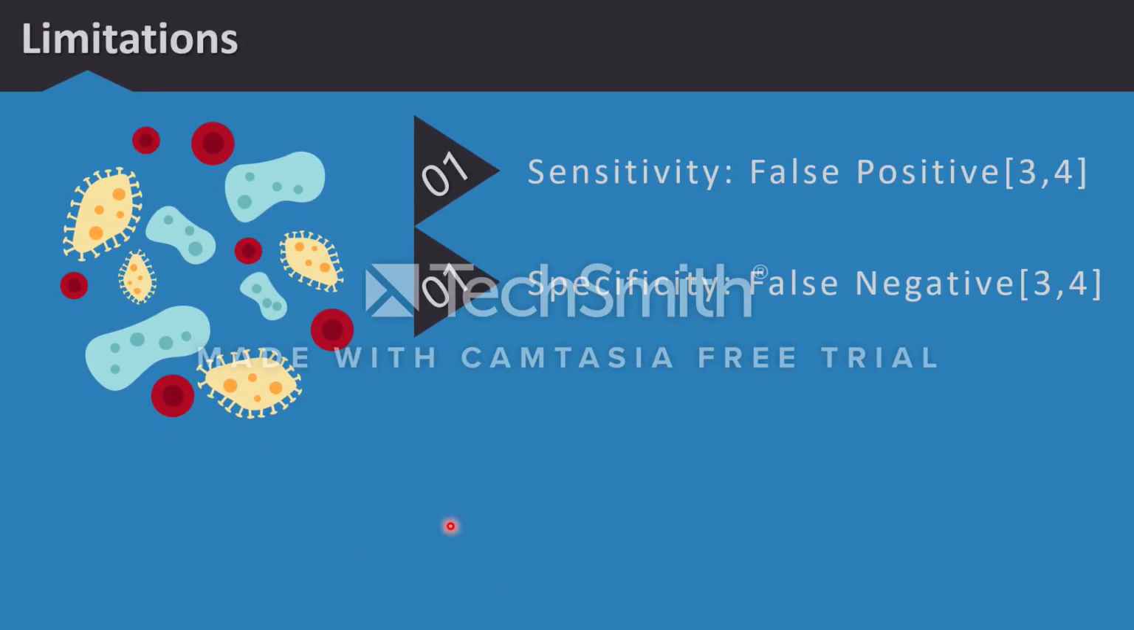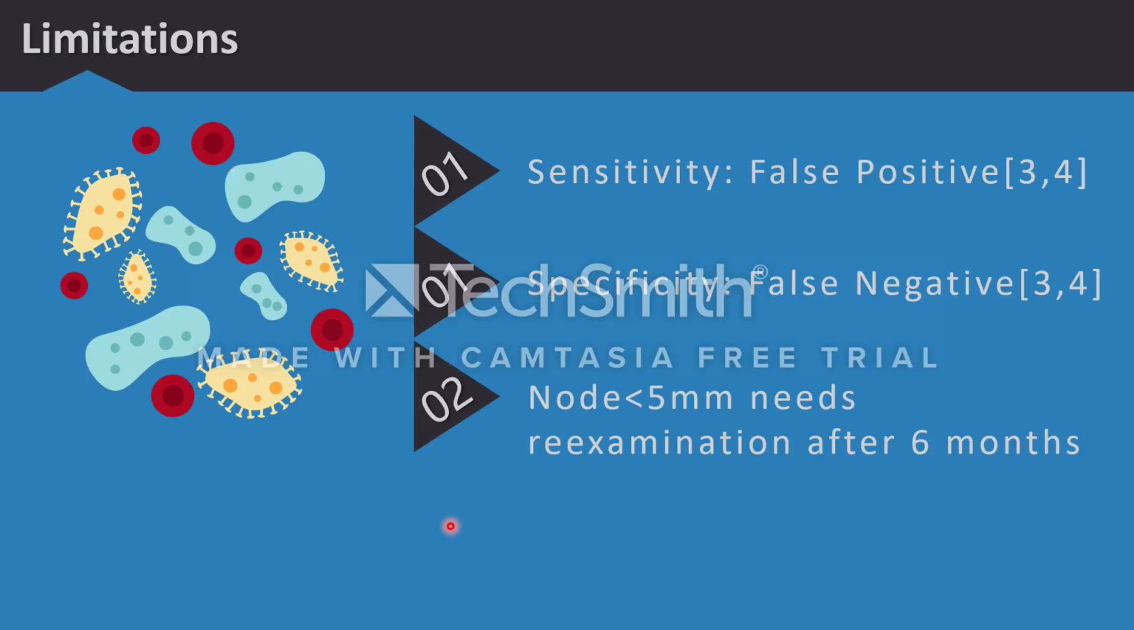The limitations of this model are very obvious. First, to avoid misdiagnosis, we want high sensitivity. This will lead to false positives, which need radiologists to check manually. Also, if we want to make the system more accurate and increase specificity, it will lead to false negatives and misdiagnosis. Second, nodes smaller than 5 mm can be detected, but it usually requires re-examination after a certain amount of time.